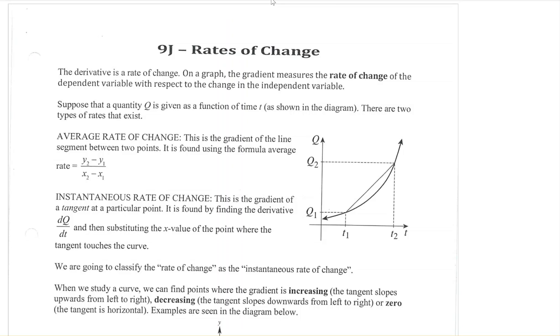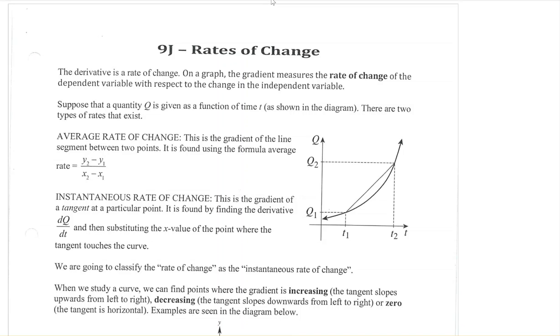Okay, so we're doing rates of change. The derivative that we've been finding throughout this whole topic is a rate of change. On a graph, it is the gradient that measures the rate of change, which is our derivative. And the rate of change of the dependent variable with respect to the change in the independent variable. In other words, the rate of change of y with respect to x. Okay, that's how we write our derivative.